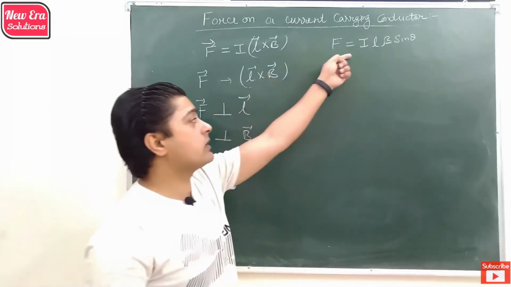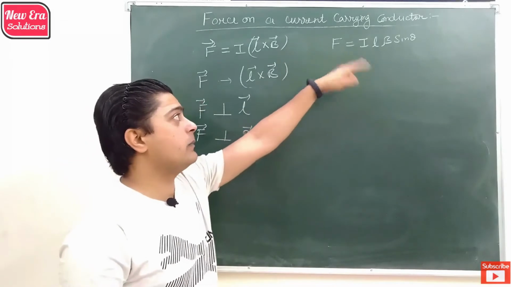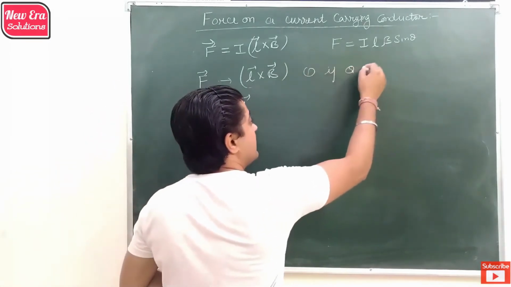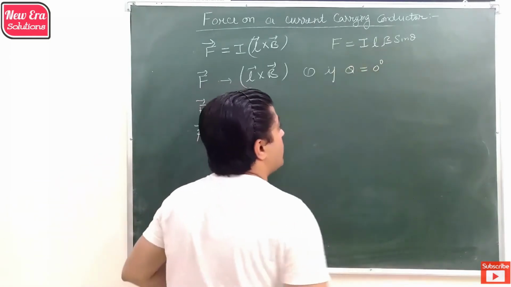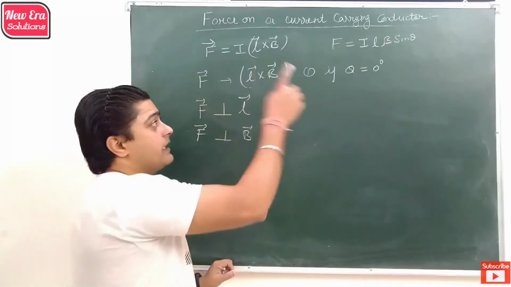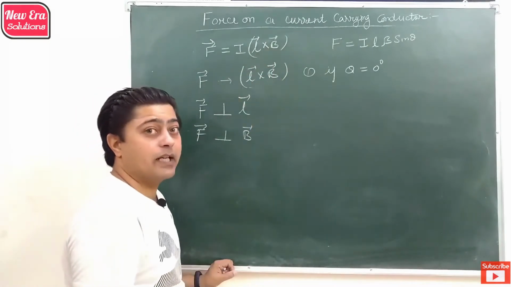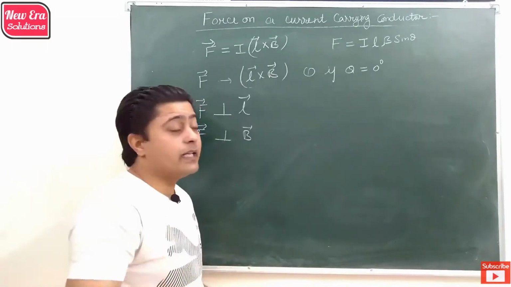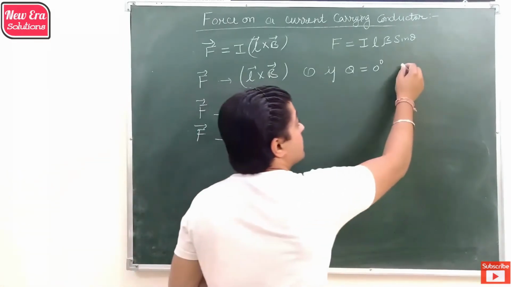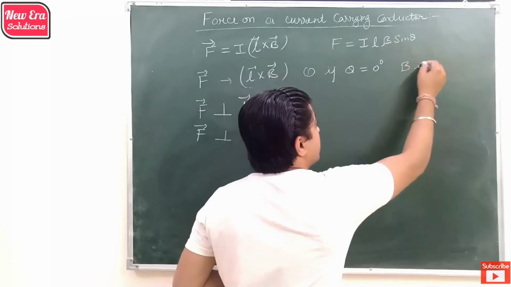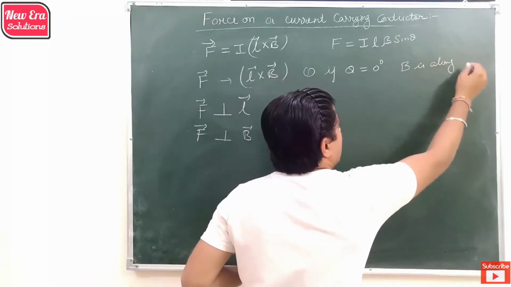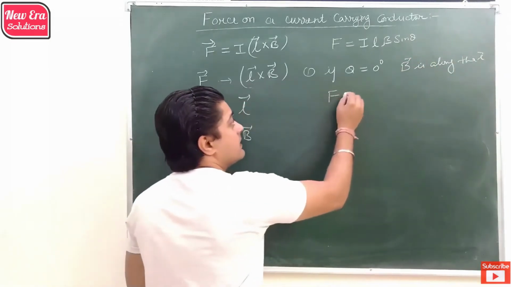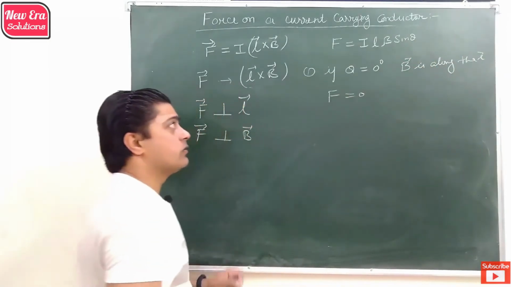And if we talk about the magnitude of force, which is ILB sine theta, then we have different cases. That is, if theta is equal to 0 degrees. Theta is the angle between the current element and the magnetic field. So if the magnetic field is applied along the current element, then F is equal to 0 because sine 0 is equal to 0.